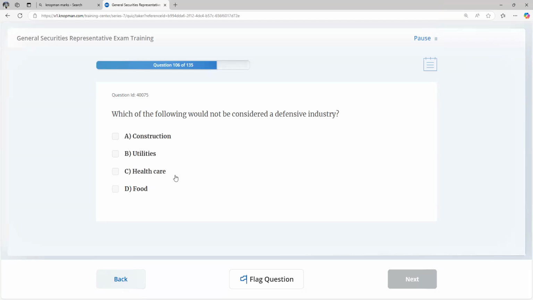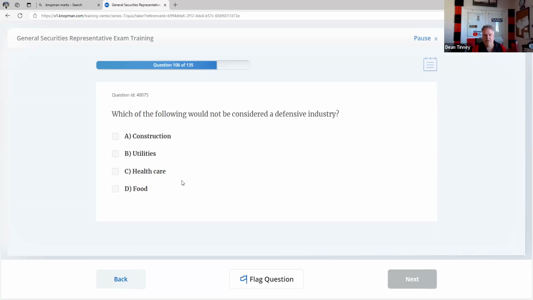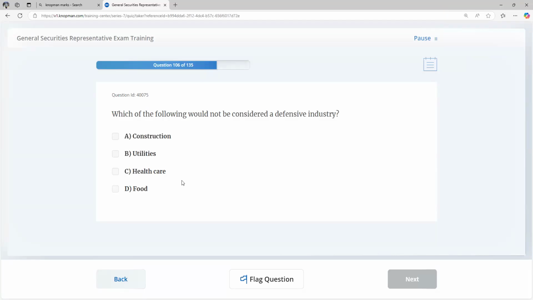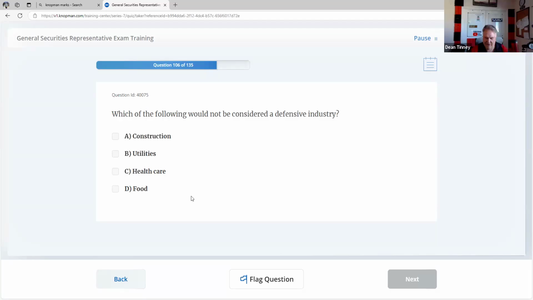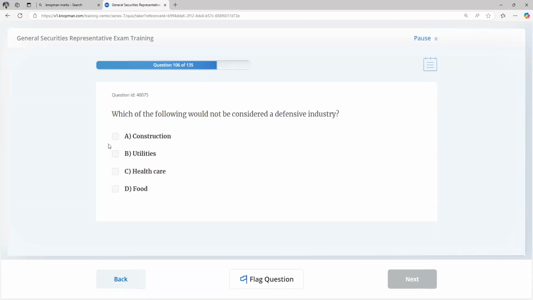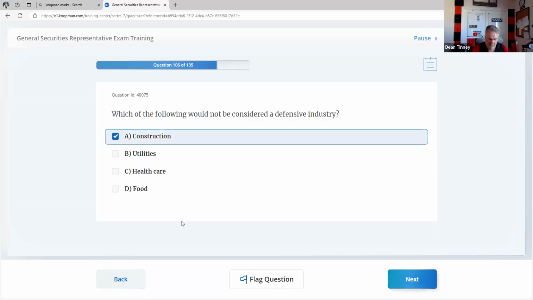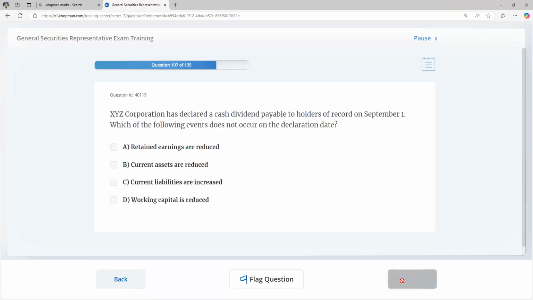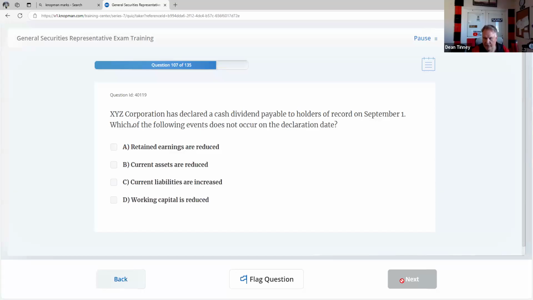Construction, healthcare, food. Well, food is, right? Of course, you got to eat regardless of the business cycle. Healthcare is. Definitely, you got to. If you're sick, you got to go see the doctor. Utilities is. Absolutely. Construction. Yeah, you could delay building a new building, right? Yeah, it's construction.